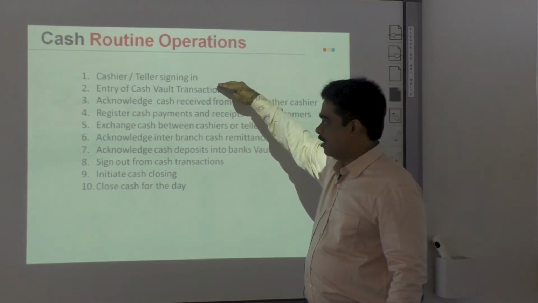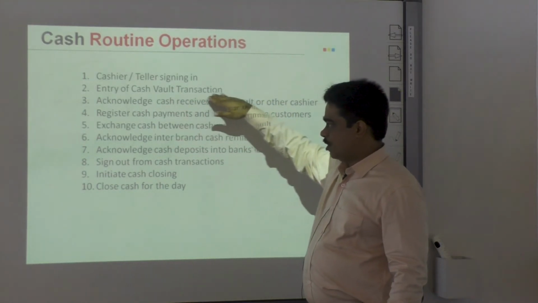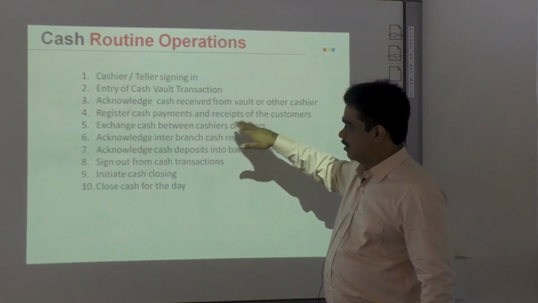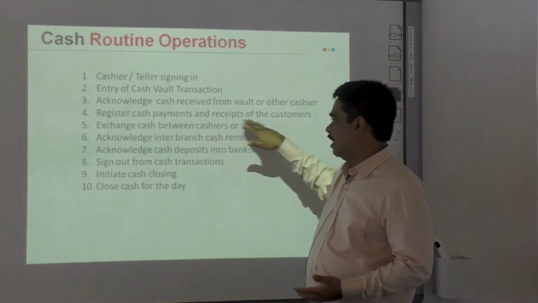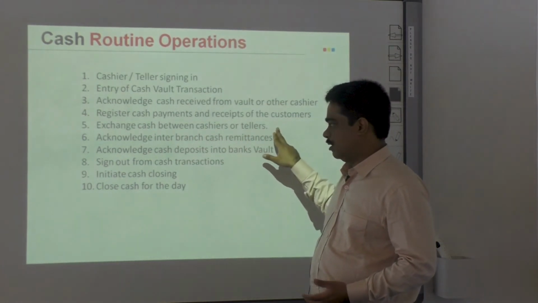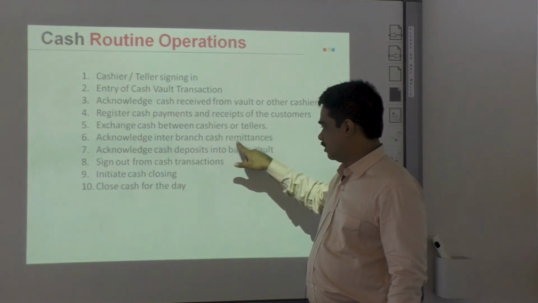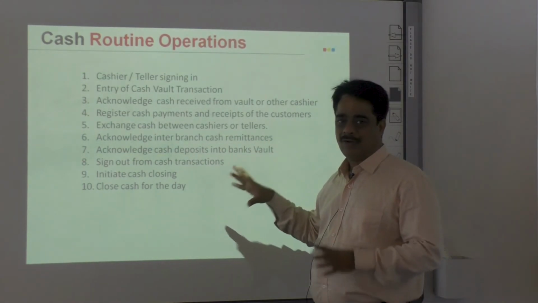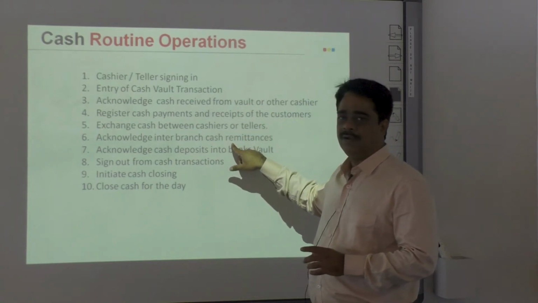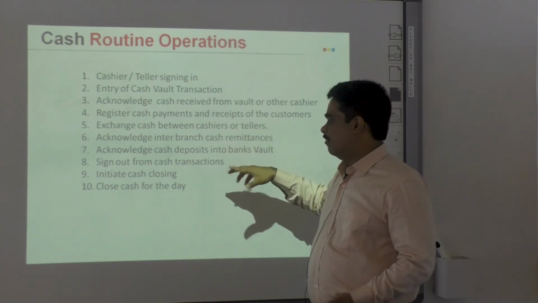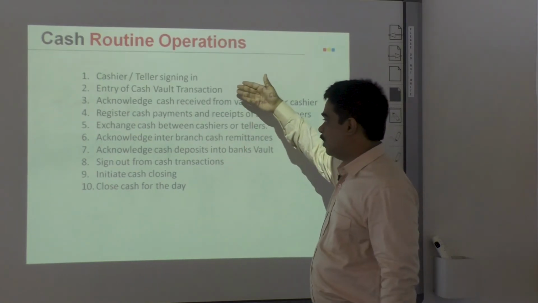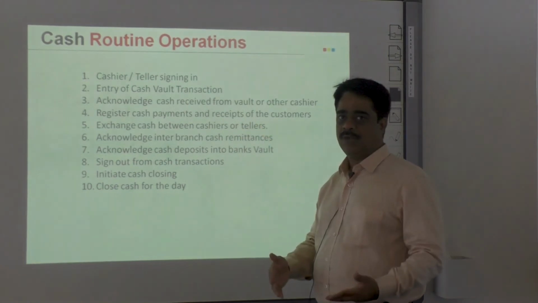So, the cashier or teller will sign in, entry of cash vault transactions will happen, acknowledgement of cash will be received, register the cash payments and receipts for that particular branch, exchange between cashier and teller, acknowledgement between interbranch cash remittance. So, all these are not mandatory. If a transfer is happening, then only I need to do an acknowledgement. If there is no transfer, then I don't need an acknowledgement. There can be multiple transfers from the vault to that particular cashier.